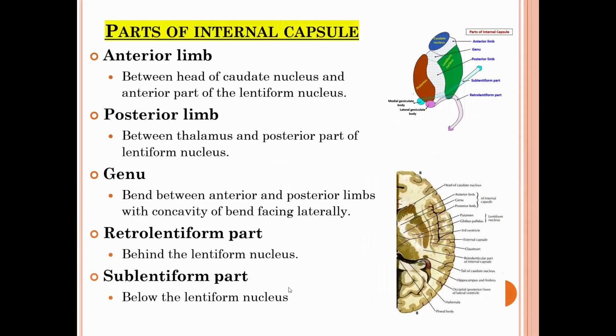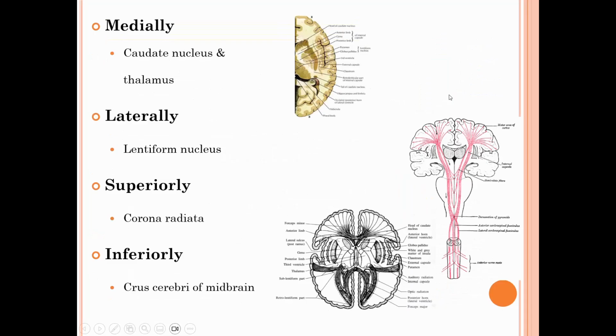Okay, now here you see there is the anterior limb, which is present between the head of the caudate nucleus and the anterior part of the lentiform nucleus. Then there is the posterior limb, which is present between the thalamus again and the posterior part of the lentiform nucleus. The genu is present here between the anterior and the posterior limb. Okay, then the retrolentiform part is present here behind the lentiform nucleus, and the sublentiform part is present beneath the lentiform nucleus.